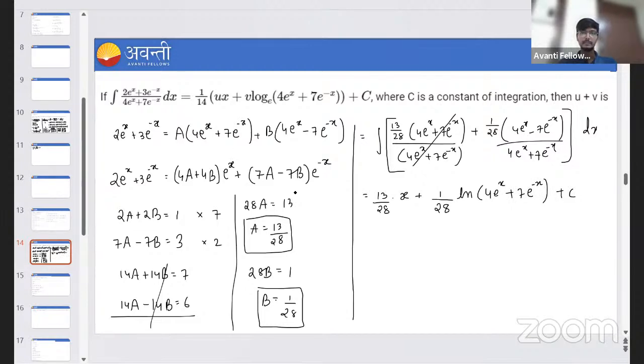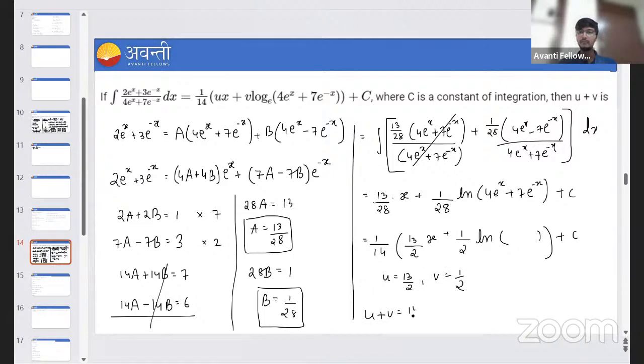So if we compare, they have taken 1 by 14 common. So if I take 1 by 14 common, I'll be left with 13 by 2 x plus 1 by 2 ln of this plus c. So that means u is 13 by 2 and v is 1 by 2. So u plus v will be 14 by 2, which is equals to 7. This is my answer. Correct? I hope it is clear. Let's move on to the next question.